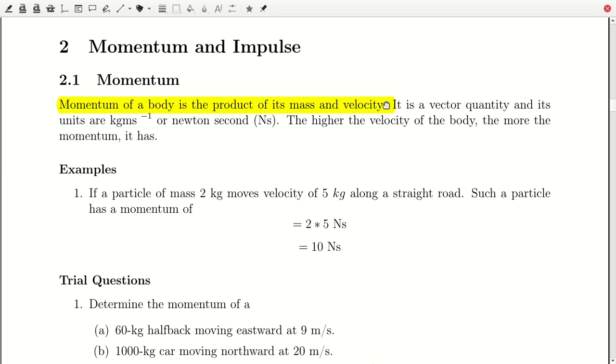Then we shall later see how this momentum is applied to collisions, impact, and so on, or even accidents. We can also determine the momentum if two vehicles hit each other, what is the impact. So we shall also look at that. So momentum is a vector quantity because it moves in the direction of this velocity. It's a vector quantity.